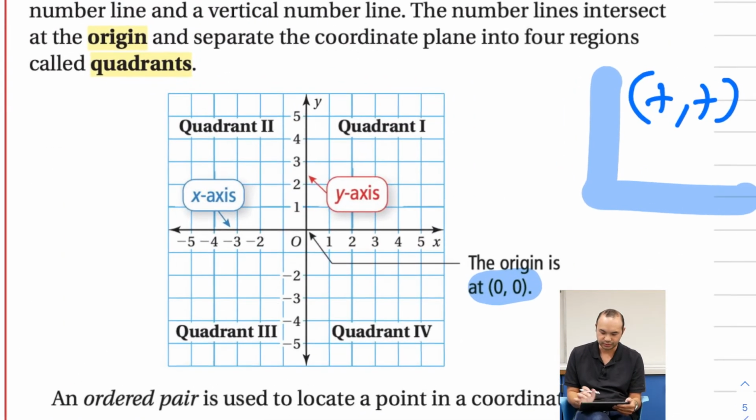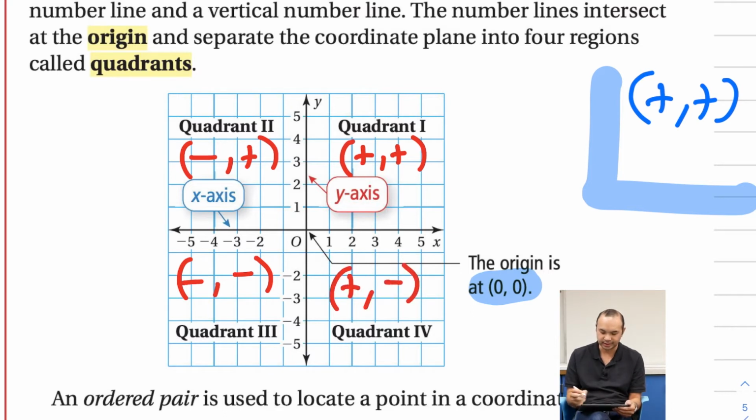So if I zoom in a little bit here, quadrant 1, when you have an ordered pair, the x coordinate and the y coordinate, you're going to the right and you're going up, those are both positive. For quadrant 2, you're going left, so your x coordinate is negative, but you're still going up, so it's negative, positive. For quadrant 3, those are both negative, you're going left and then down, so negative, negative. And finally for quadrant 4, you're going to the right, which is positive, but then you're going down, so that's negative, so plus, minus for that.